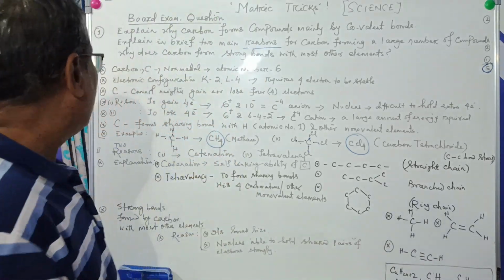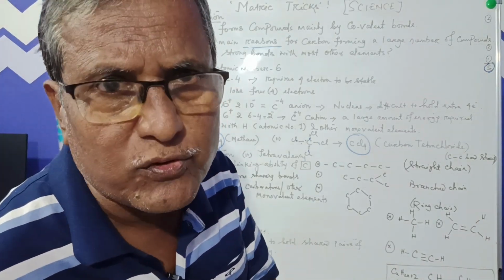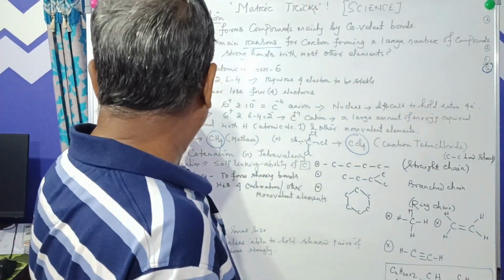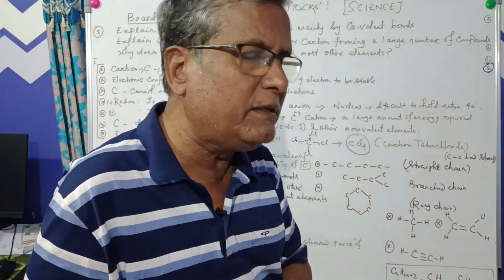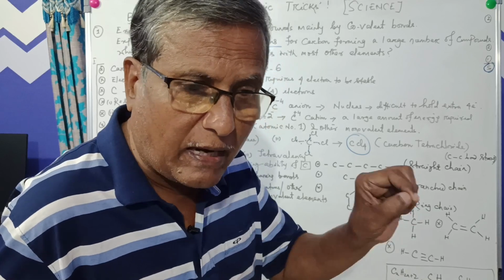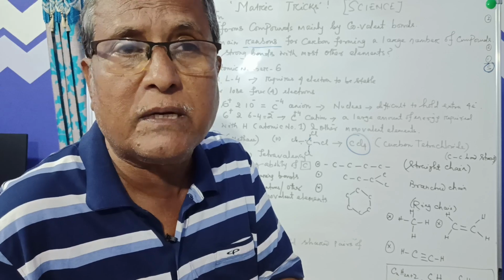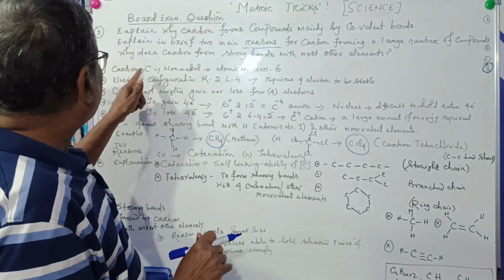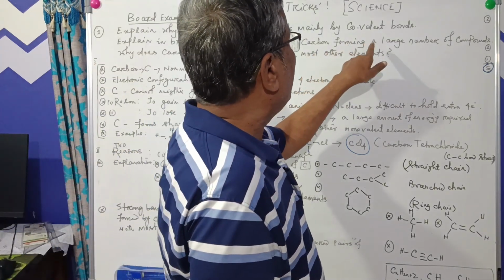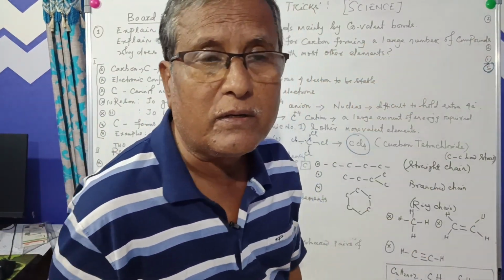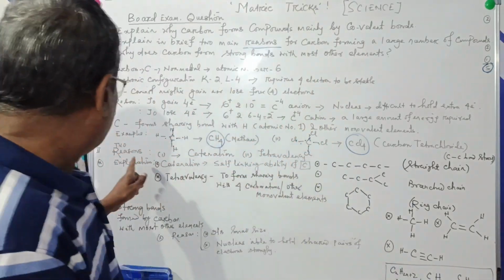Now, this is the reason carbon forms covalent bonds, because of the 2 reasons that have been clearly mentioned in your textbook. Please read the textbook thoroughly and identify where the key concept is. Then come to the second part. Explain in brief 2 main reasons for carbon forming a large number of compounds. Now you are confused, but the 2 reasons are simple. Here we have mentioned them.